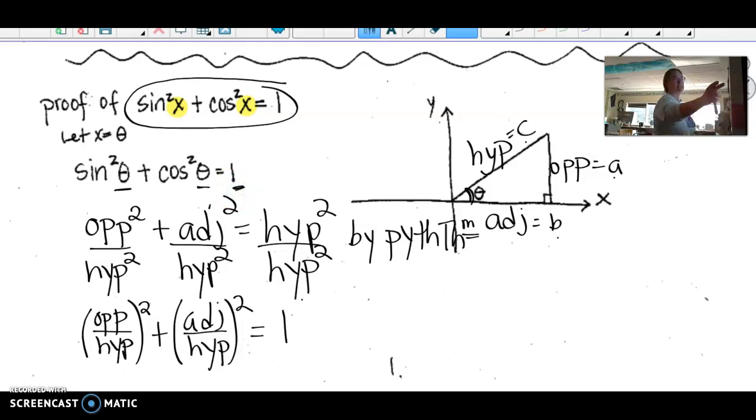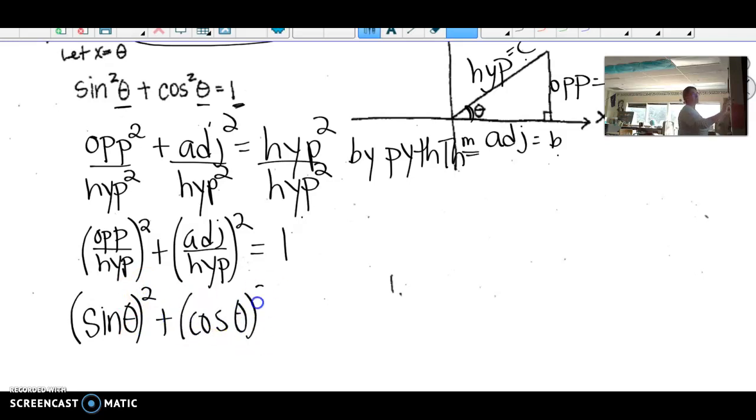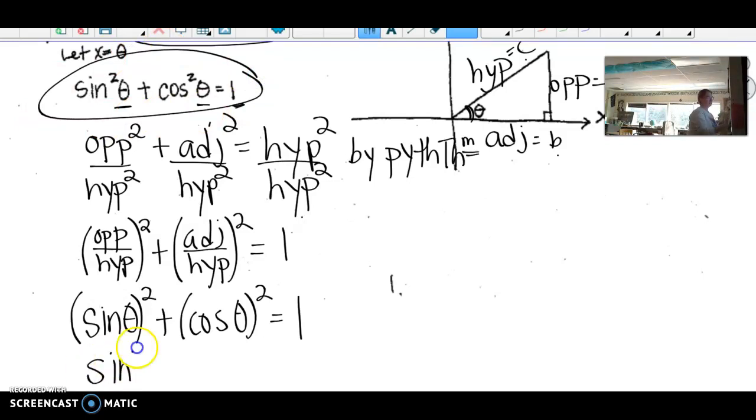And if you look at your opposite over hypotenuse, that is, by definition, the sine of an angle. So it's the sine of an angle squared, plus this would be the cosine of an angle squared equals 1, which is exactly what we were trying to prove. But it's written a little bit differently in this form. When you have the sine of an angle squared, that whole quantity squared, you will often see it written with the square before the angle. And you can do the same thing with this cosine.